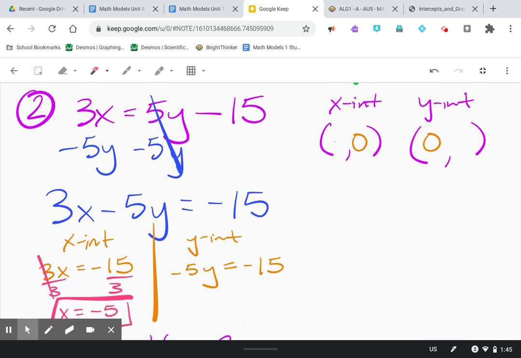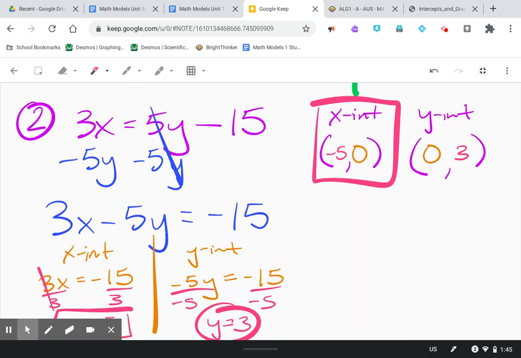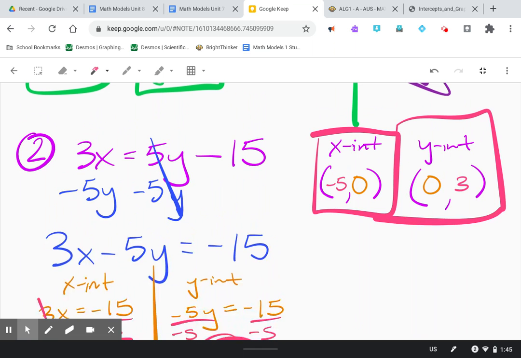That's going to go right here, giving me my x-intercept. And for my y-intercept, I'm going to divide by negative 5. And I get y equals 3. And so that 3 goes there, and we are done. Now that's all you have to do on these problems.